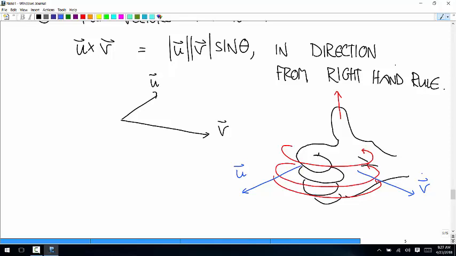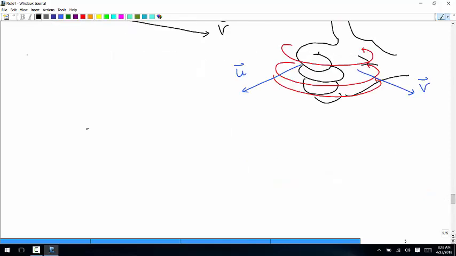Because you try to rotate it to the shortest angle. Oh, you're right about that. It has to be the shortest angle, right? Yes. And that product, yeah, so let me write a couple important things about the cross product. So a couple of things to notice.